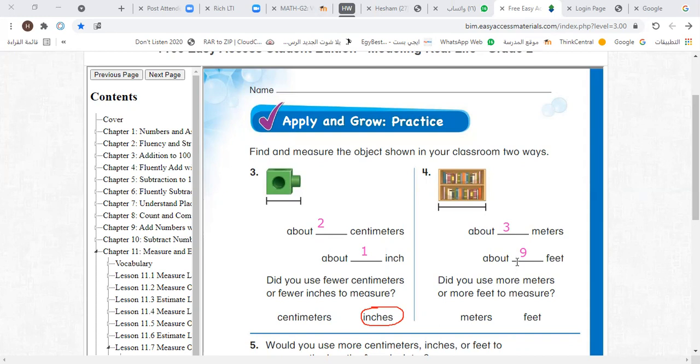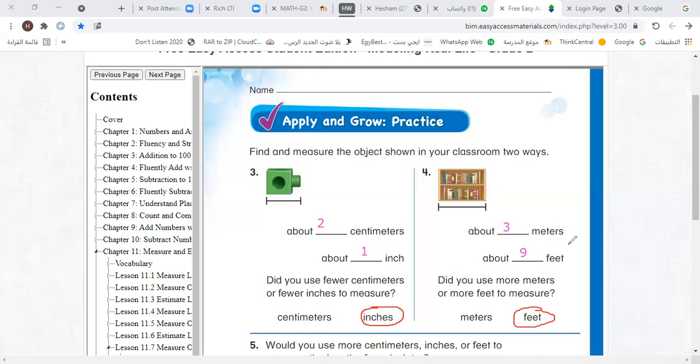More feet, excellent. Can you see here 9 feet, but here 3 meters. And 9 is greater than 3. So it's more feet. Thank you, you are an excellent boy. Bye. Now let's circle feet. Here more feet. The number of the feet is greater than the number of meters. Here 9 feet, but here 3 meters.